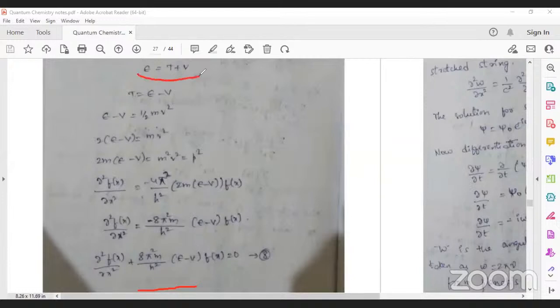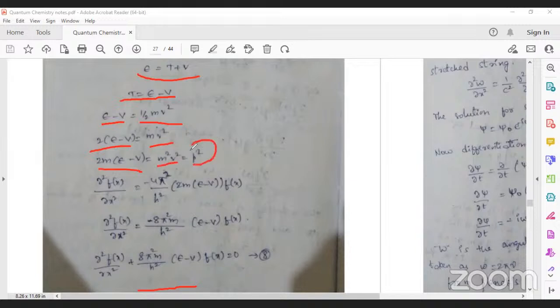This is the total energy, kinetic energy plus potential energy. Kinetic energy is equal to total energy minus potential energy. E minus V is equal to kinetic energy, which means half mv square. When 2 comes to the left-hand side, 2 into E minus V is equal to mv square. Now multiply with m on both sides. That is 2 into m into E minus V is equal to m square v square.